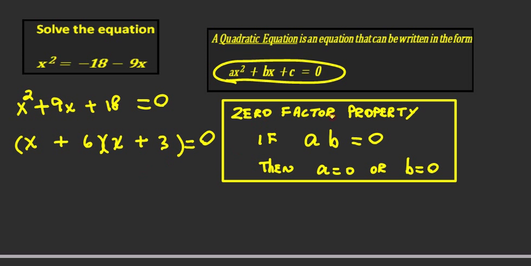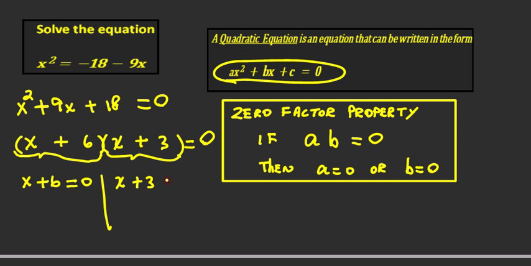Now we take advantage of the zero factor property, because what we have is the product of two things equaling 0. I've got this thing times this thing equaling 0. Well, the only way that could be true is if this one, x plus 6, is equal to 0, or the other one, x plus 3, is equal to 0.